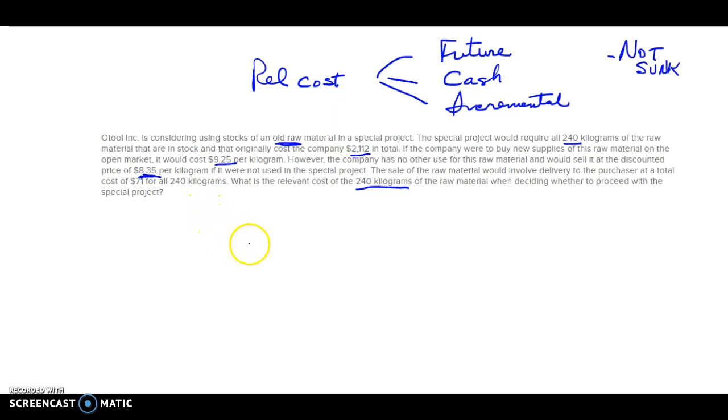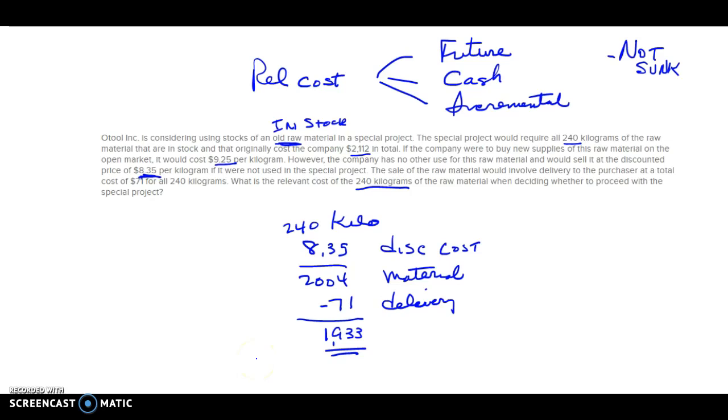So what is a relevant cost? Okay, get out your calculator, pause the machine, and run some numbers. I'll be back to you. Okay, so we're back here and we're looking at this question, and we're going to use the discounted cost of $8.35 because we're not using this as raw material we have in stock. So we're going to use the $8.35 because we could sell it for that level.